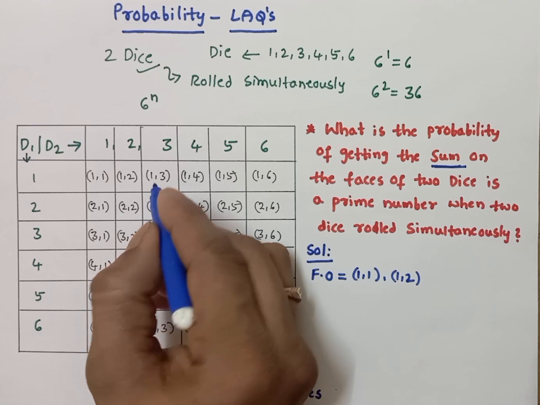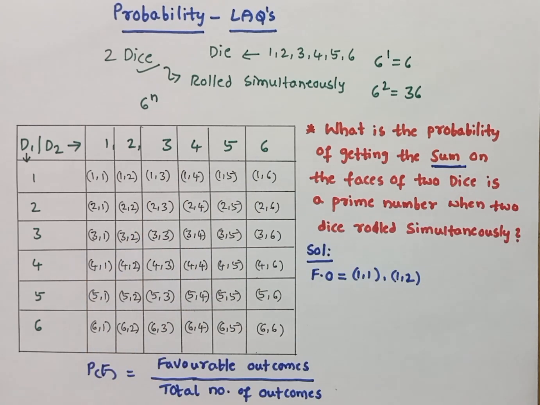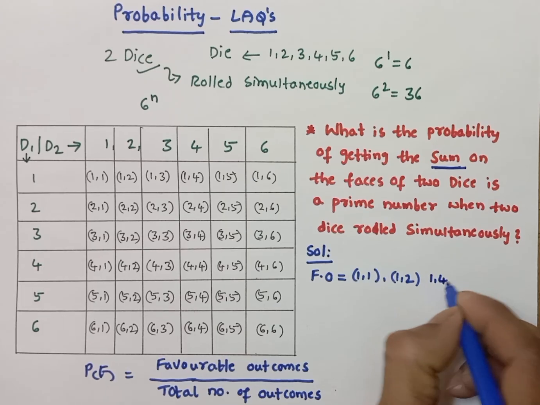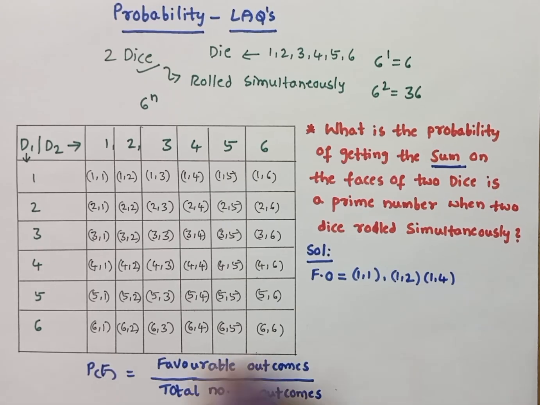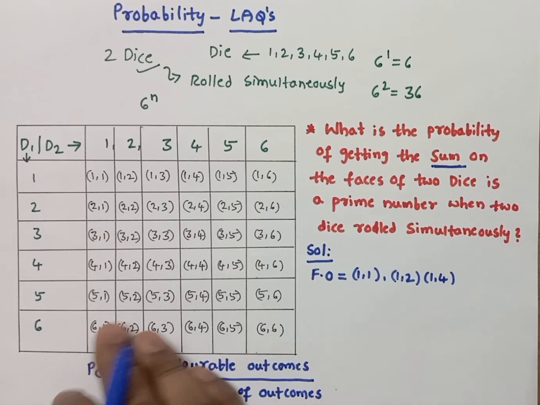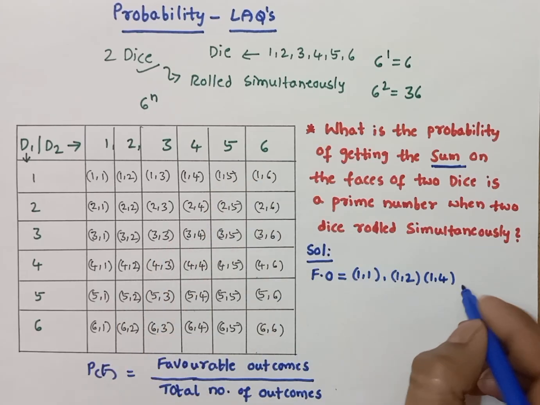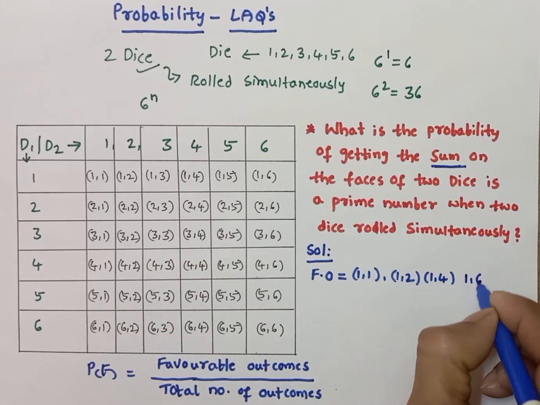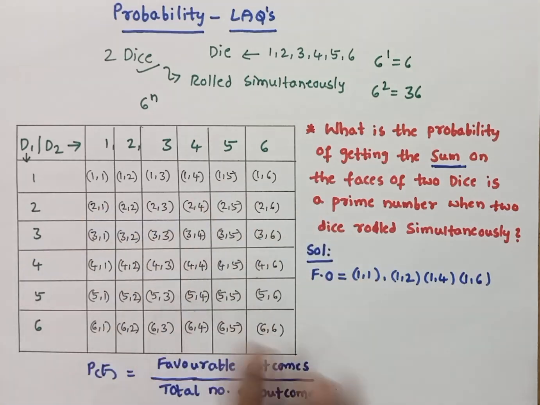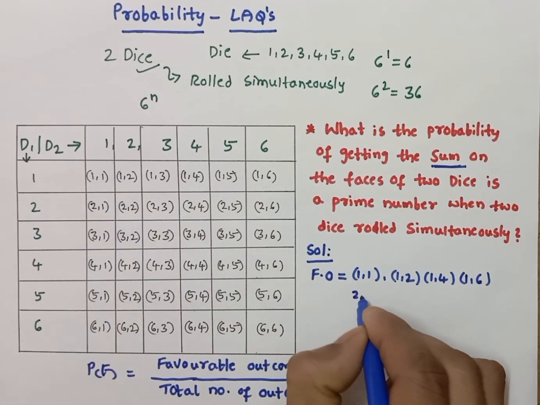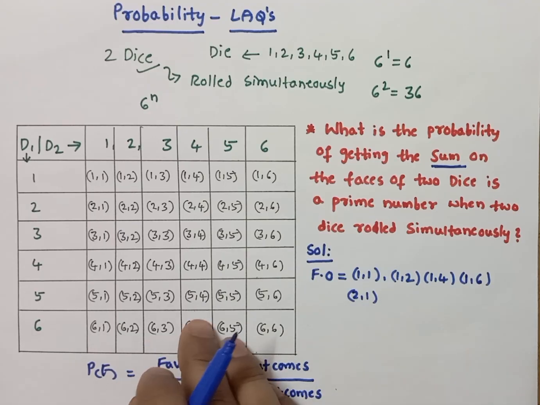We can't take it. We are taking the sum, and that should be a prime number. Next, 1 plus 4 is 5, a prime number, so you can take 1 comma 4. Next, 1 plus 5 is 6, we can't take it. 1 plus 6 is 7, so we can take 1 comma 6. First row completed. Similarly from the second row, 2 plus 1 is 3, so 2 comma 1.